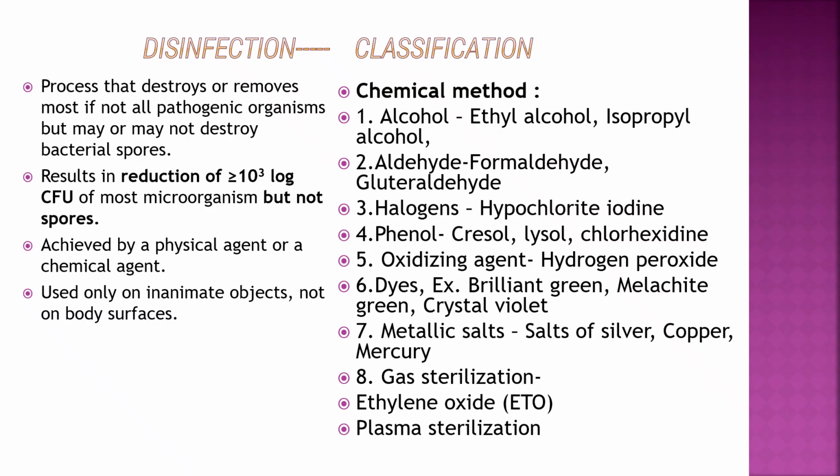So, classification of chemical agents. First type is alcohol group, examples ethyl alcohol, isopropyl alcohol; aldehydes, formaldehyde, glutaraldehyde; halogens, iodine, chlorine; phenol, cresol, lysol, chlorhexidine. Oxidizing agents, hydrogen peroxide. Dyes may be malachite green, crystal violet. Metallic salts of silver, copper, mercury. Gas sterilization by ETO, ethylene oxide, or plasma sterilization.